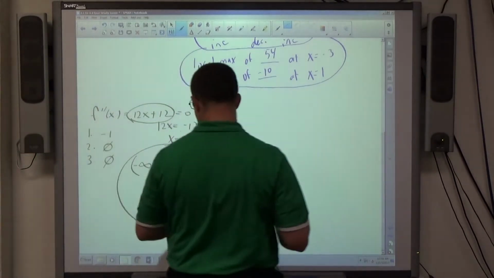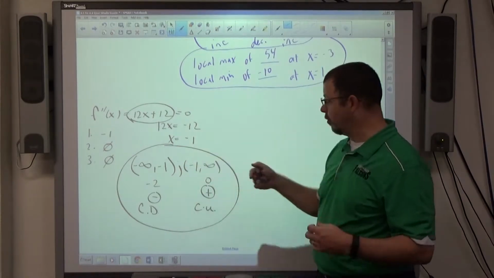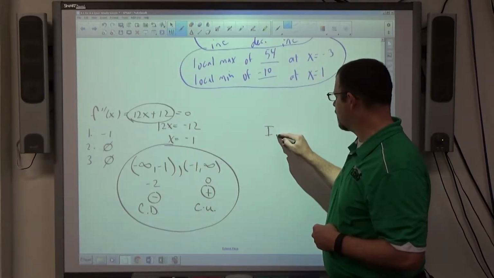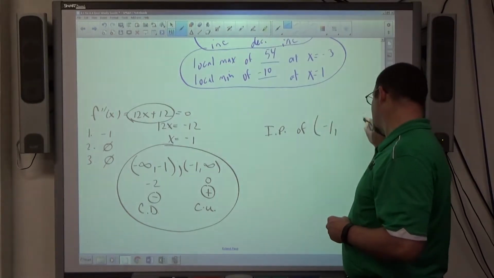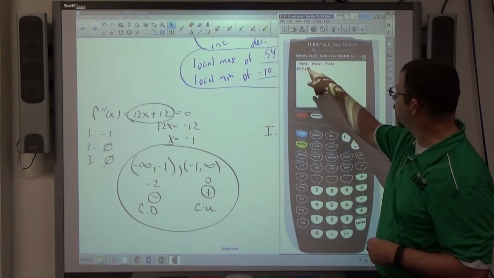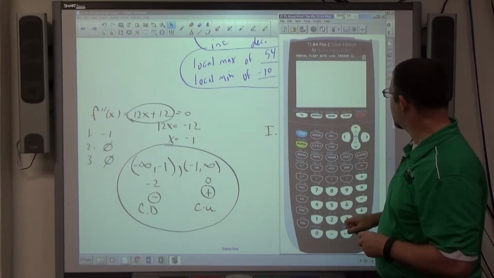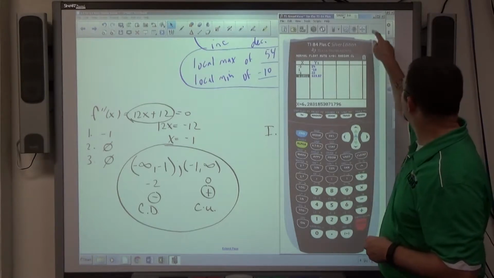As far as inflection points are concerned, when concavity switches at a number that's going to create a solution, there's an inflection point. So there's an inflection point of -1 comma something. To get to something, we're just evaluating the same function f of x at our critical number. So if we put -1 there, we get a value of 22.